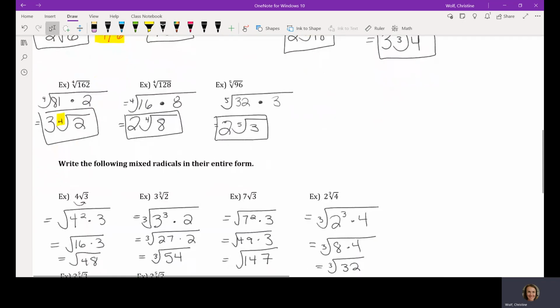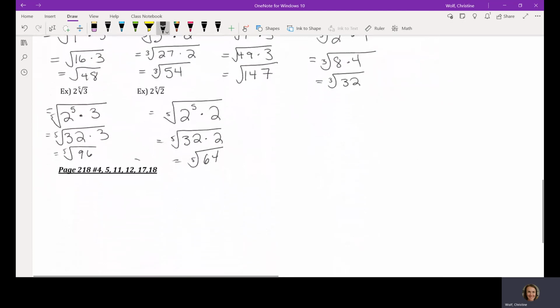Okay. The assignment is here. All right, you can give that a start. And you can expect a bell work on this question when you get back. Good luck.